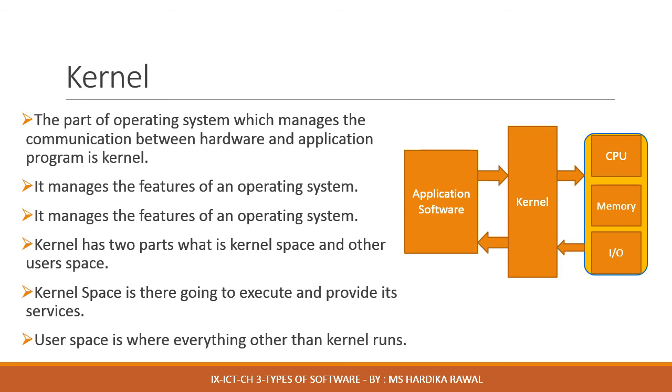The kernel manages the features of an operating system. The operating system has two parts. One is kernel space and another is user space. Kernel space is where the kernel runs and provides its services. User space is where everything runs other than the kernel.